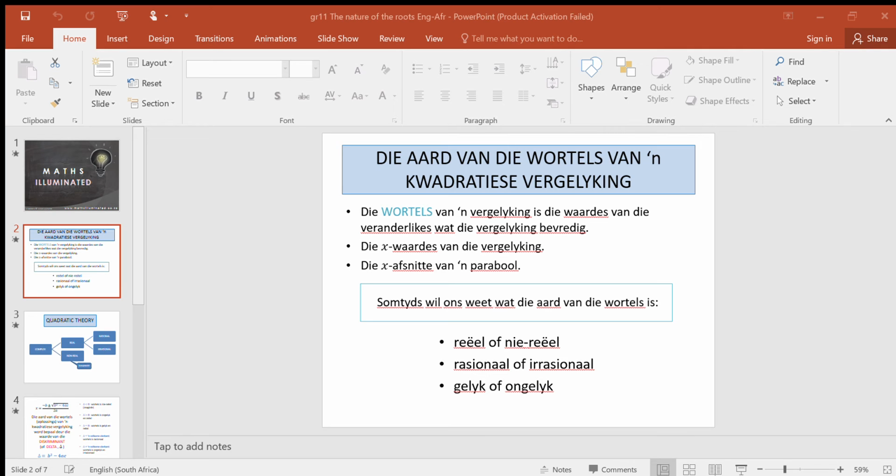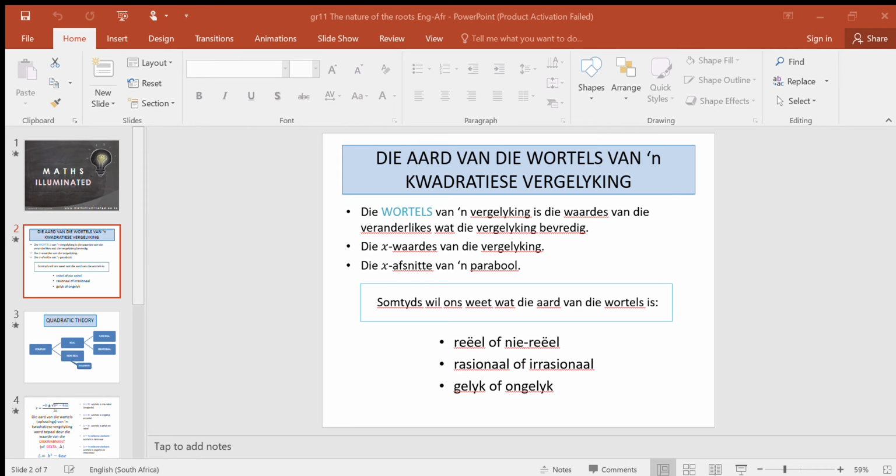And what are roots? Roots are the x-intercepts, nee? En omdat hierdie grafiek nooit die x-as gaan sny nie, gaan hy nooit wortels kan hê nie. Okay, so that's why it's no real root or non-real. Okay, goed. Laaste slide. Okay, ek gee vir jou die volgende.